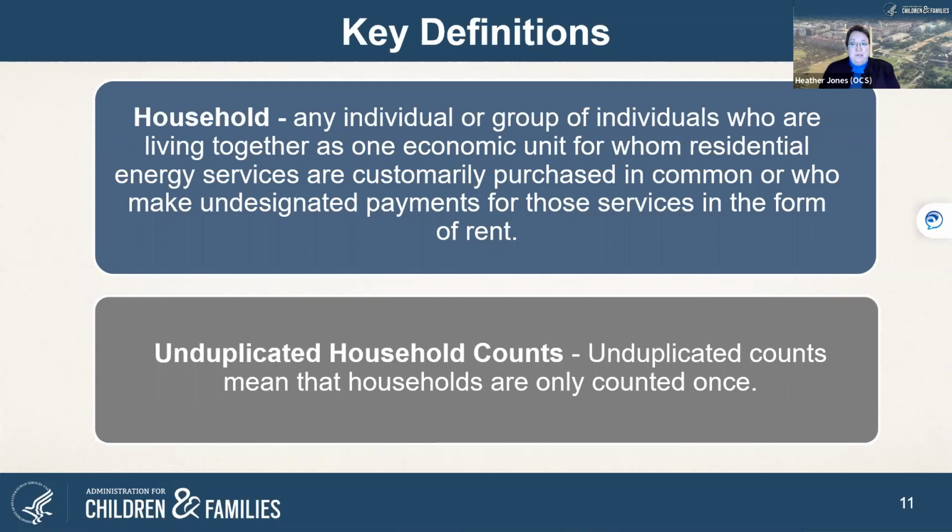LIHEAP reporting includes counting the household, not the head of household or the persons in the household. Grant recipients are required to report unduplicated counts of LIHEAP assisted households for all types of LIHEAP assistance provided each quarter. Unduplicated count means that each household is only counted once.